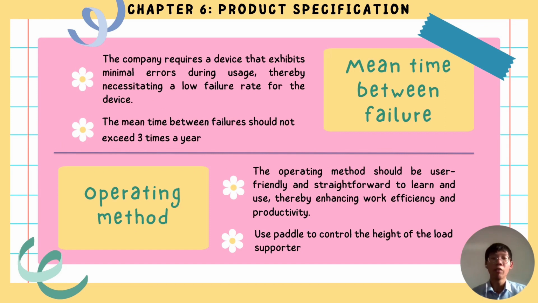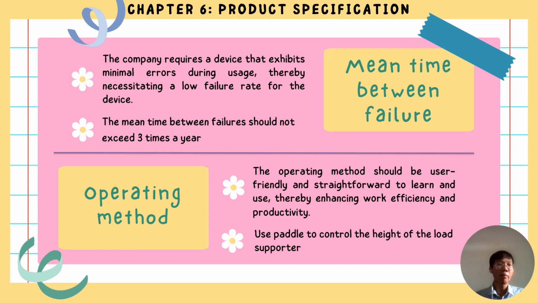Besides that, from the house of quality, we also list our 6 most important voice of customer that we are going to translate into the technical specification. First of all is the mean time between failure. The company requires us to design a device that has minimal errors when we're using it. Therefore, we plan that the mean time between failures should not exceed 3 times a year.